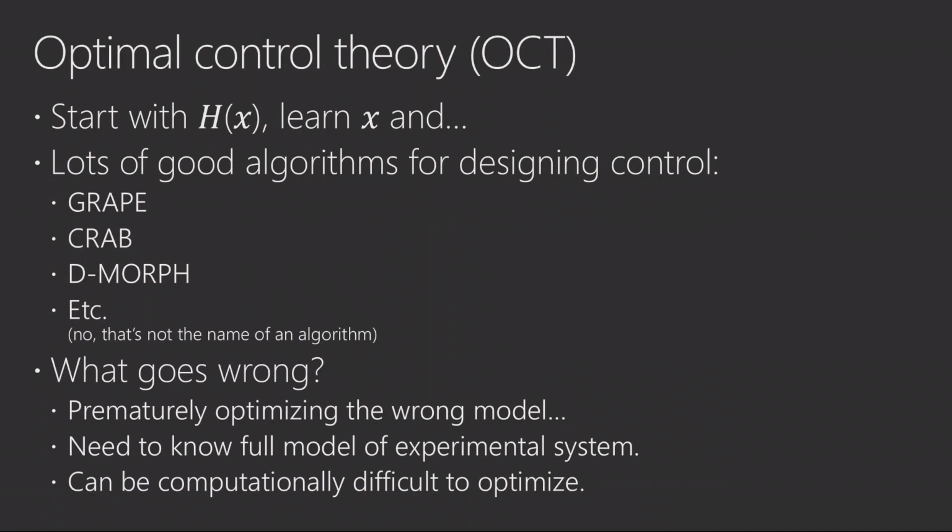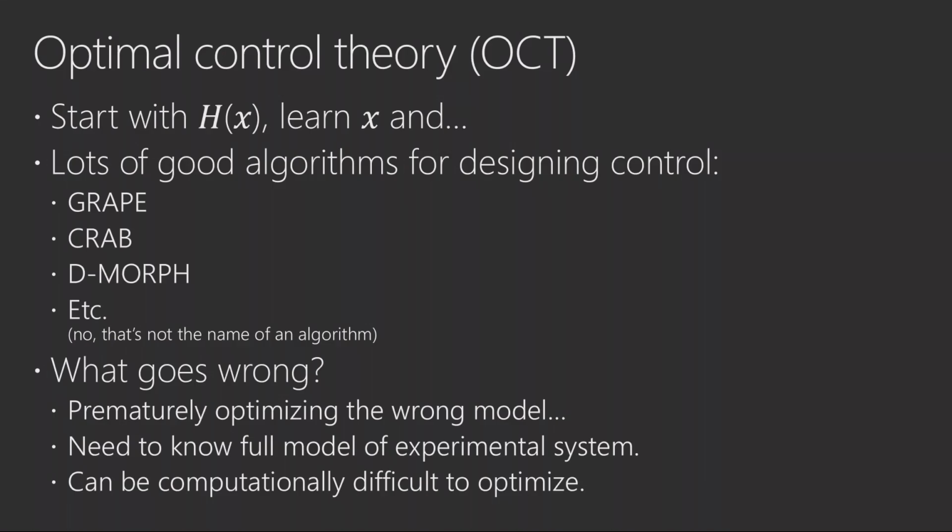Now, because this is a Bayesian talk, I'm going to start with my prior, right? So what prior work is already out there? It turns out there's a lot known in this area already, largely falling under the heading of optimal control theory, where we start with some Hamiltonian, we assign some parameters x to represent what we don't know, and we go learn it.